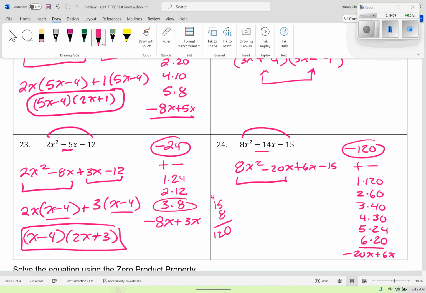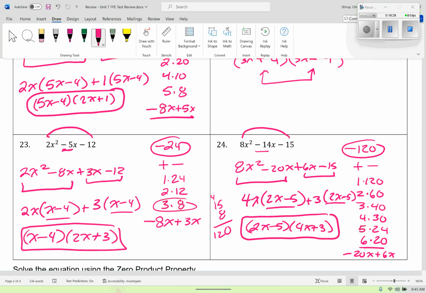I'm going to factor a 4 out of both of those and an x. And that leaves me 2x minus 5. Middle sign comes down. I can factor a 3 out of both of those, and that's going to give me 2x minus 5. So those are the same. There you go.